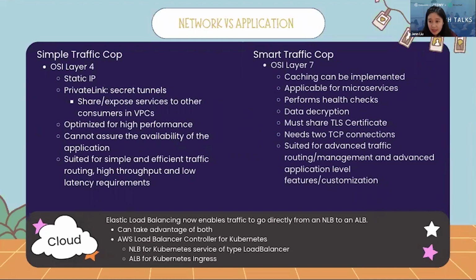Smart traffic cop, on the other hand, one of the bigger benefits is that caching can be implemented. This allows for reducing server load, which improves response time. It's also applicable for microservices and can perform health checks. And because it is content-based, it looks into the actual content of the application. So there's data decryption involved. In order to decrypt the data, it must share the TLS certificate between the client and the server. So for layer 7, it's most suitable for advanced traffic routing and management and application-level features and customization.